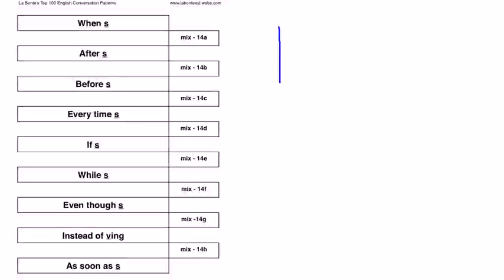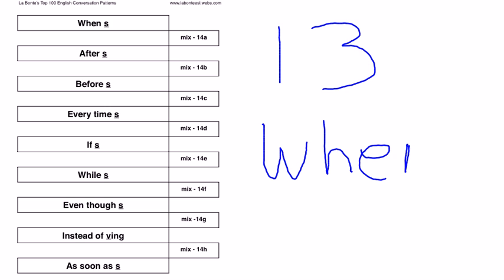This begins our 13th hour of studying English conversation patterns. The template you find on the left can be found in the teacher's guide at the website under the file entitled When. Today we begin to study, for the first time, complex sentences. We have 9 patterns that we learn in this hour.